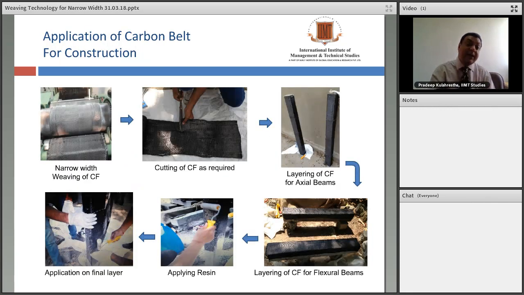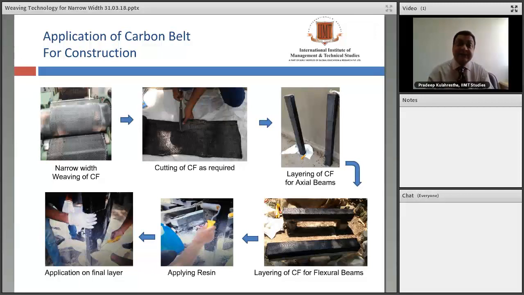Now if we come to the carbon belt, the application of carbon belts is in construction, and we can see this Jacob Muller machine weaving narrow fabric from carbon fiber. We can say 24K carbon, 50K carbon has been produced. Then we cut them as required.